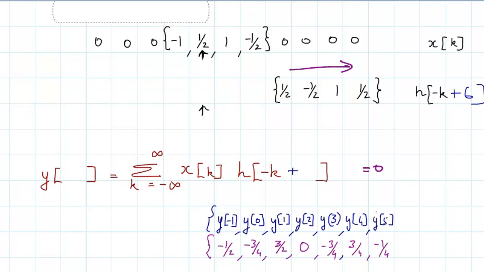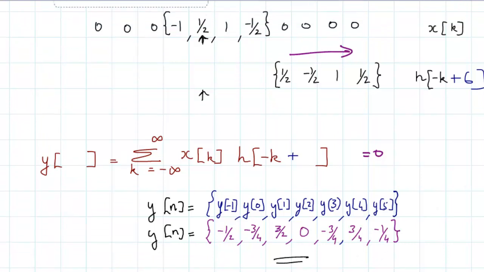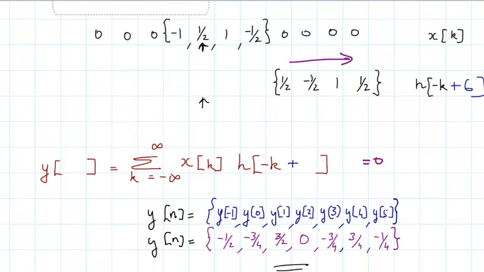We will stop it here, and we will stop the values that we have written. And now if I am going to name it, I will name this y of n. And now you have got the answer, and this answer is the convolution between x of n and h of n, which is done by this process.